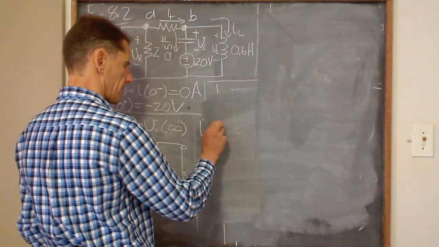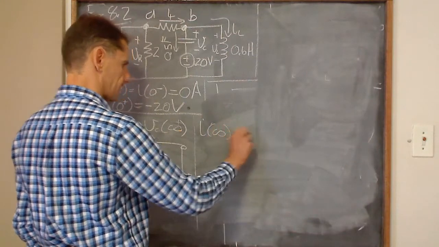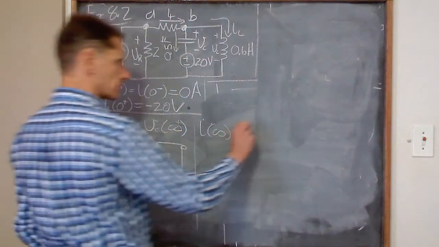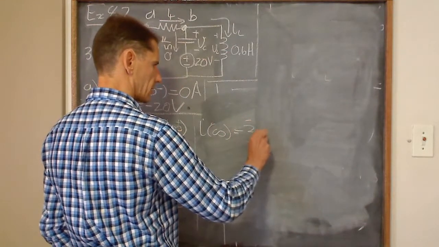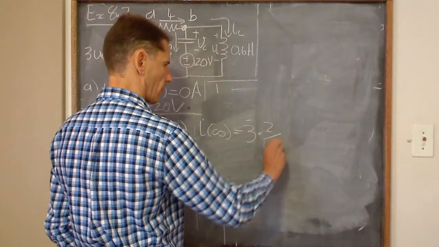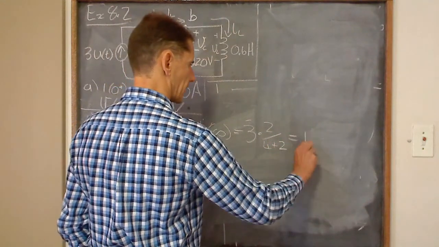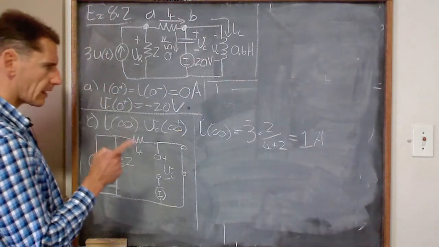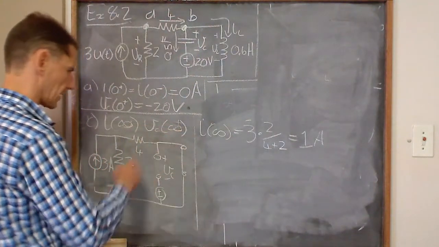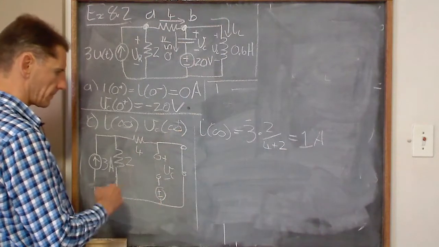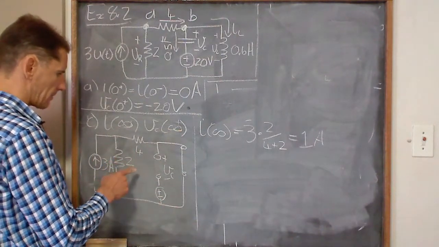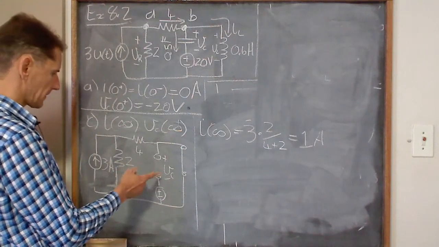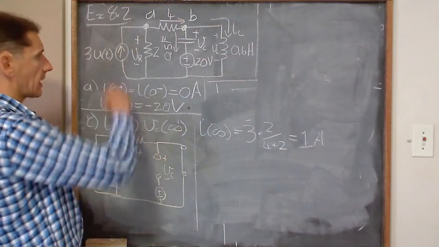So I infinity is going to be the 3, and it's going to split between these two. So it's going to be the 3 times 2 over 4 plus 2, and we get 1 amp. I mean, 2 over 6, 1 over 3, and I get 1 amp flowing through that one. Then, for the capacitor voltage, what will that be at time infinity as the current flows?